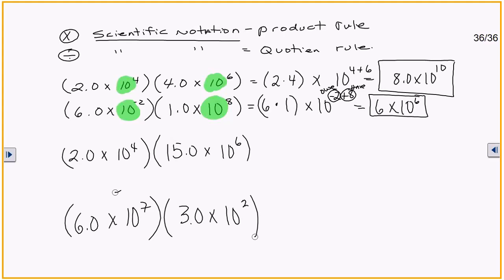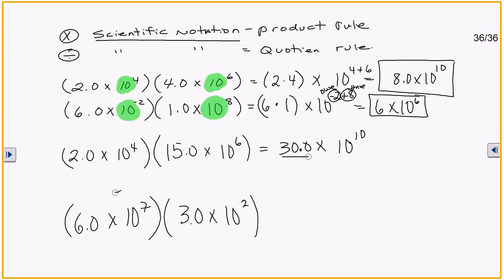So, come back. 2 times 15 is 30. Not a problem. Times 10 to the 6 plus 4 is 10. Are we done? No, we're not done. Why? What's the definition of scientific notation? This is not scientific notation. This is regular notation. We've got to change it.